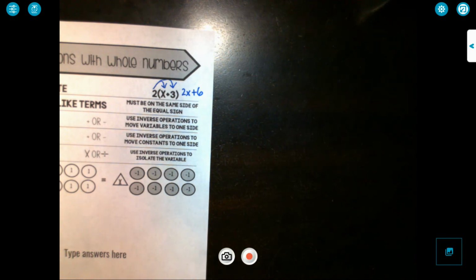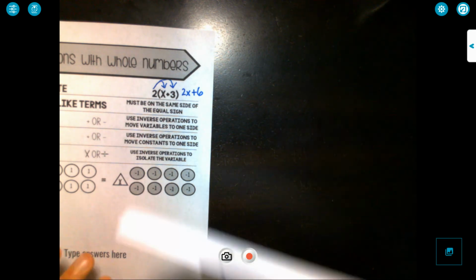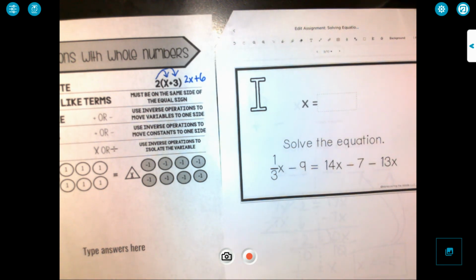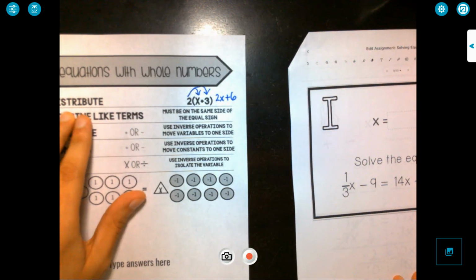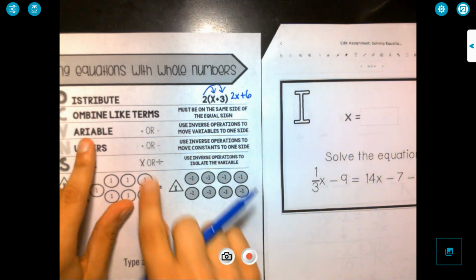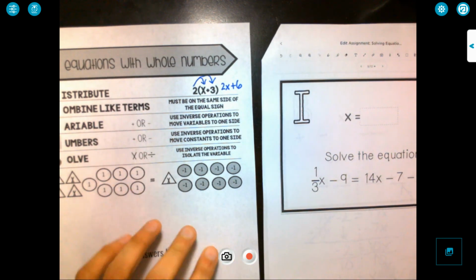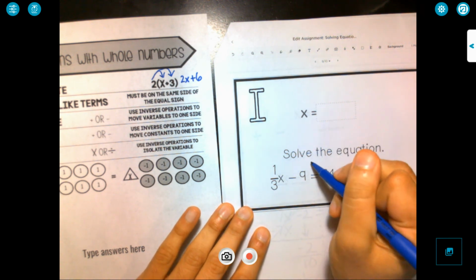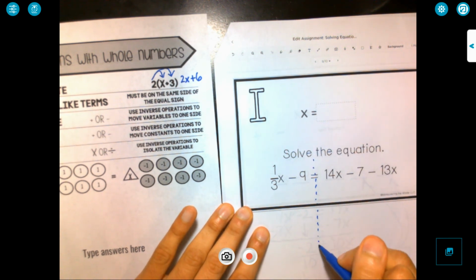All right, let's take a look at the next one. I'm not going to solve all of it, but I'm just going to go through it with you to help get you started since there's a fraction. All right, so the first step, remember, is distribute. Is there parentheses? We don't have any parentheses, so we can skip that step. Combine like terms. All right, we got 1/3 x minus 9. Okay, so everything on this side is already combined.